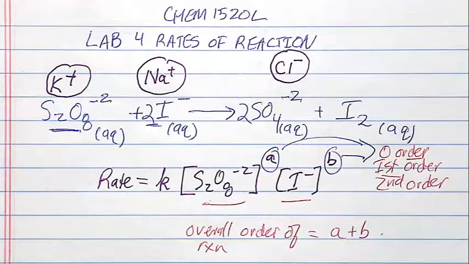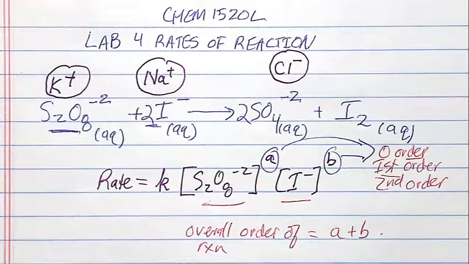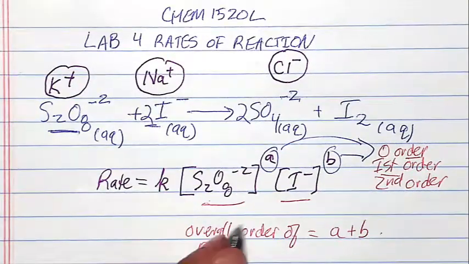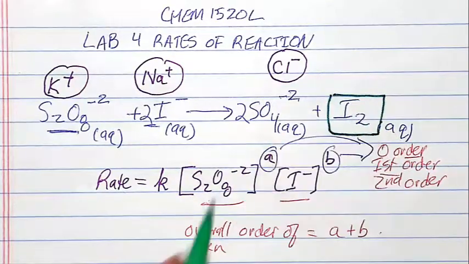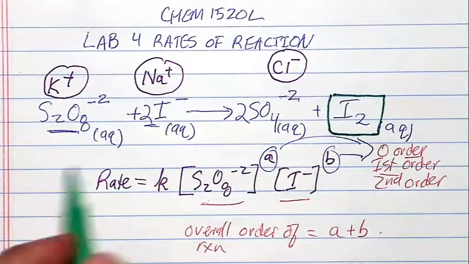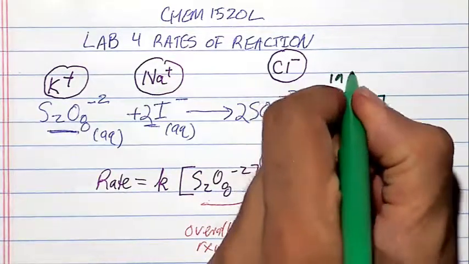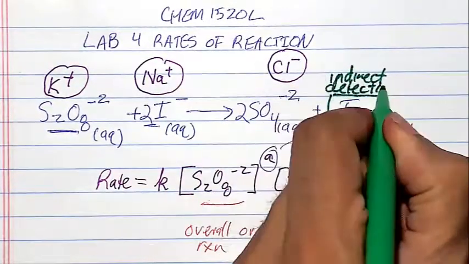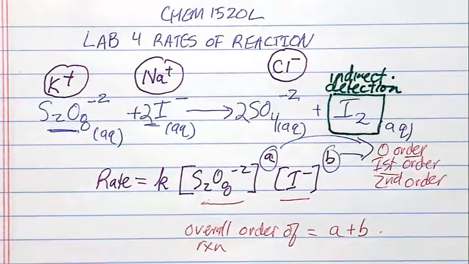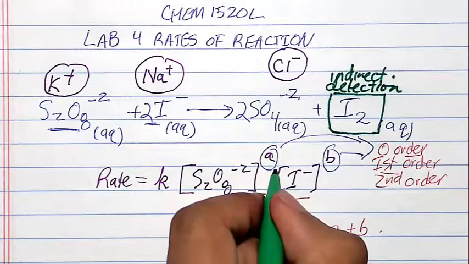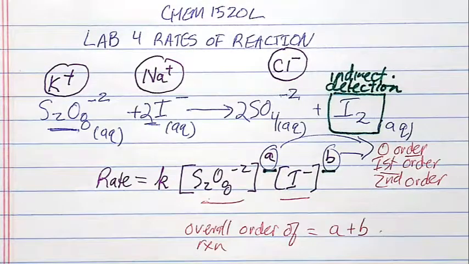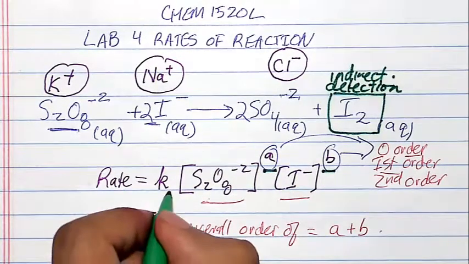So you'll be performing this reaction in the lab, but as a twist, you're going to determine how fast this reaction occurs by detecting iodine. Okay, so it's an indirect detection method in terms of assessing the rapidness or the kinetics of this reaction. So this is the main reaction, and we're going to indirectly detect iodine, and with that determine the rate of the reaction.